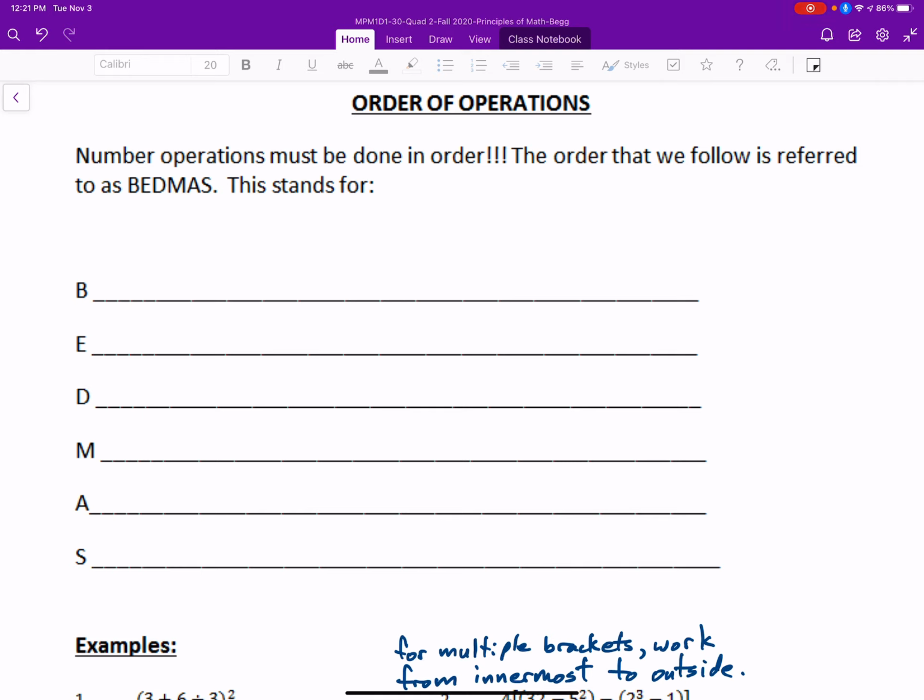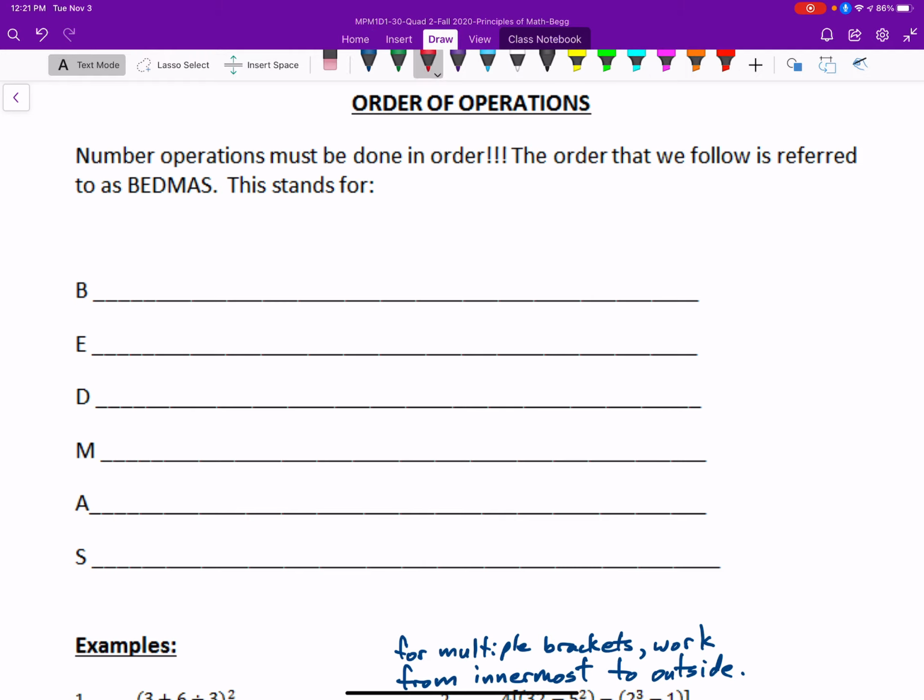So number operations must be done in order. And you can see there's 3 exclamation points there. That's to show how very important it is. They must be done in order.